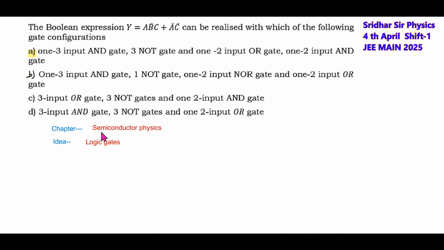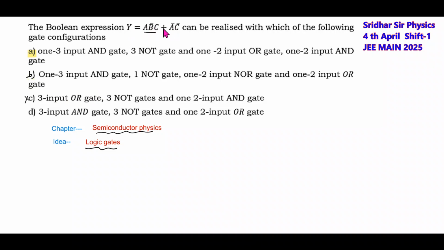Okay, this question is based on semiconductor physics. The subtopic is logic gates. They've given the Boolean expression y equal to a b complement c plus a complement c, which can be realized with which of the following gate configurations. Now look at this, a dot b complement c. We need a 3 input AND gate here. So this 3 input OR gate is ruled out, no? One 3 input AND gate is needed.